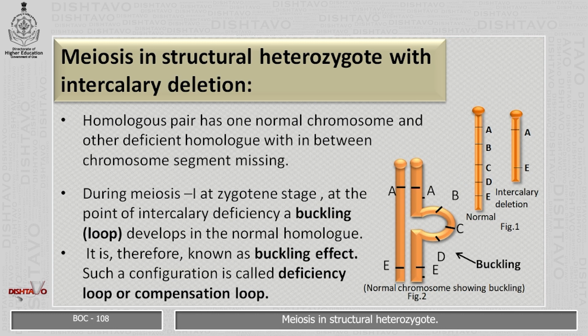Meiosis in structural heterozygote with intercalary deletion. In this, the homologous pair has one normal chromosome and the other a deficient homolog with an in-between chromosome segment missing. Refer to figure 1. During meiosis 1 at zygotene stage, at the point of intercalary deficiency, a buckling or loop develops in the normal homolog. You can see this in figure 2. It is therefore known as buckling effect. Such a configuration is called deficiency loop or compensation loop.